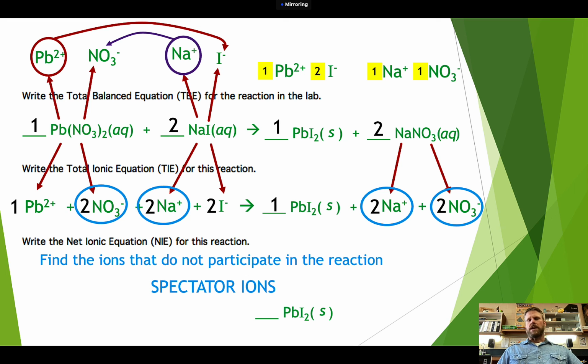So I can circle those, I can cross those out, whatever I need to do. However, what I don't cross out, those are the ions that I write for the net ionic equation. So I didn't cross out Pb2+, so I have one Pb2+, and I have two I minuses. And that will get me one PbI2. I've just written the net ionic equation.